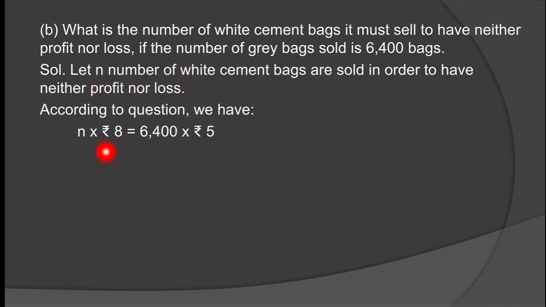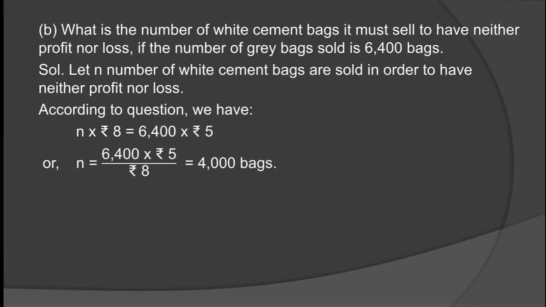So we can write n into rupees 8 is equal to 6400 into rupees 5, which can again be written as n is equal to 6400 into rupees 5 upon rupees 8, which comes out to be 4000 bags. So we can say that 4000 bags of white cement must be sold in order to have neither profit nor loss if the number of grey bags sold is 6400 bags.